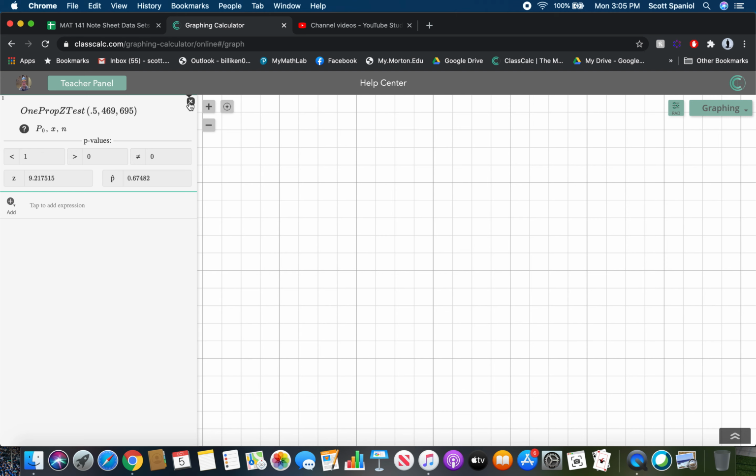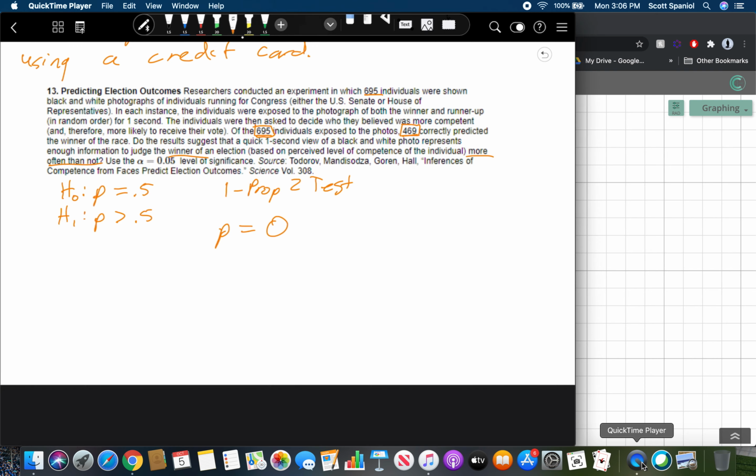And we should get a p-value that, since we're doing greater than 0.5, is basically equal to 0, which is indeed less than alpha. And so the results of this do suggest that we can, with a quick 1-second look at 2 candidates, decide who's going to win the election.